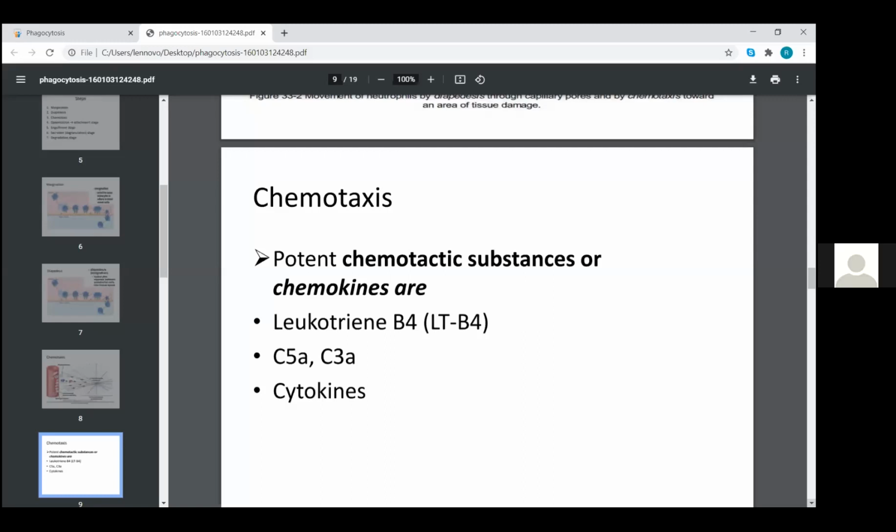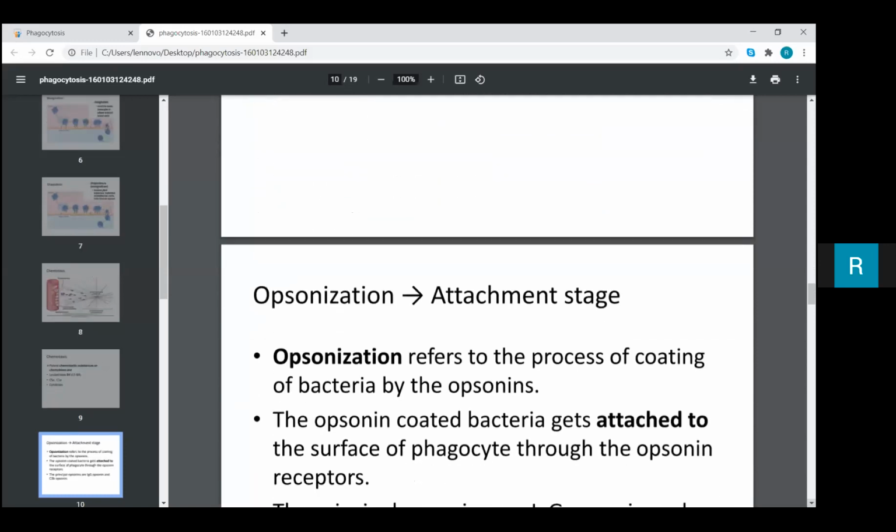C5a. Brilliant, exactly. All right. C5a has both properties and is very crucial, by the way. Okay.